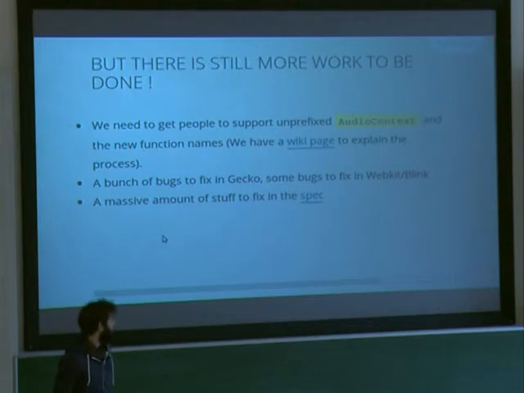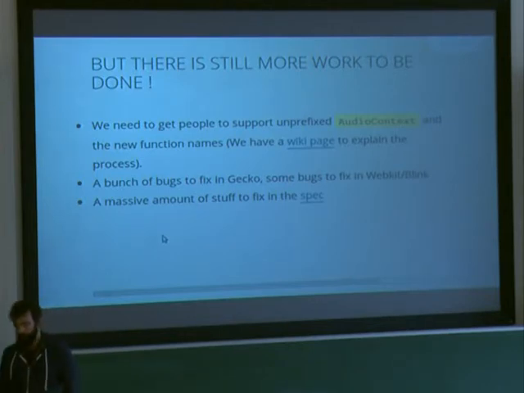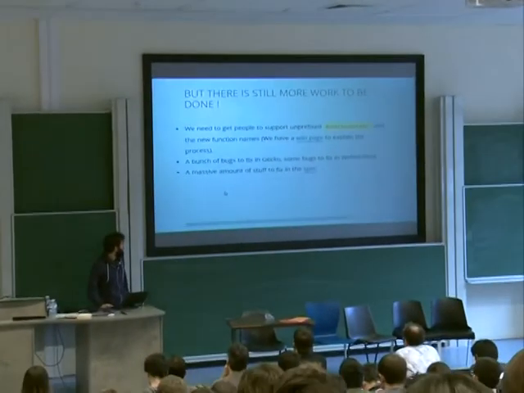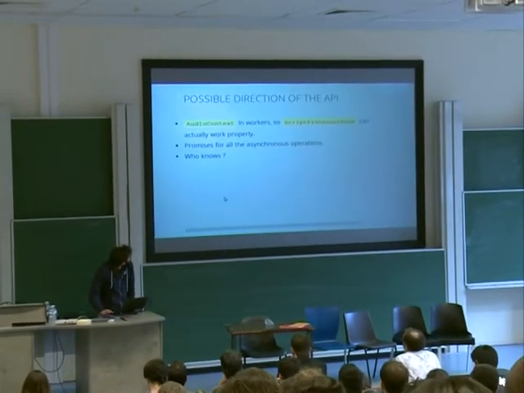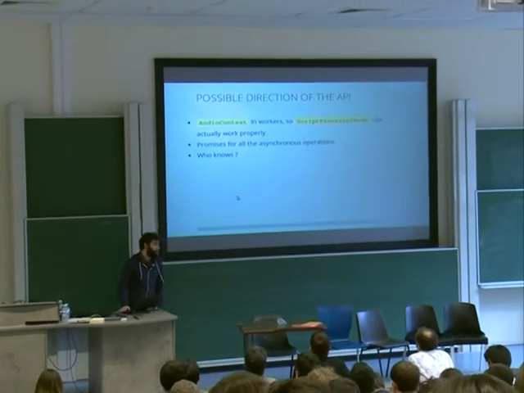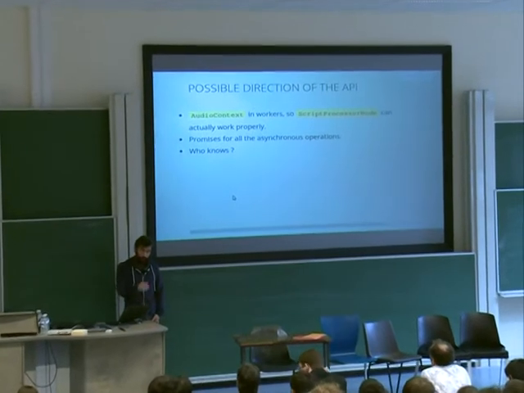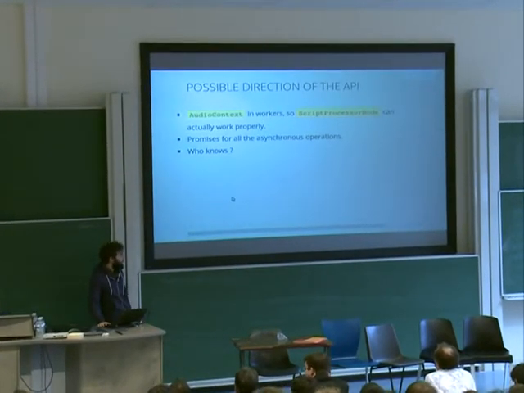Last I checked. Some bugs to fix in WebKit, Blink, because we changed the spec. And yeah, a massive amount of stuff to fix in the spec because it is far from done. And we would like very much to have a decent spec so people can actually make other implementations and don't go into trouble. Like I had to read a lot of Blink's code, and it was not great. So possible direction: audio context in workers, as we heard in previous talks. We want to do everything in workers, so why not web audio? It will fix script processor node because it is broken per spec.